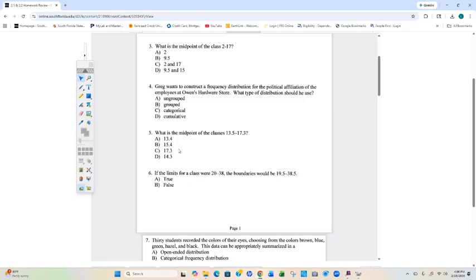Okay, on number 5, if you answered B, 15.4, you are correct. Remember, you add the endpoints, which gives you 30.8, and then you divide by 2, 15.4.